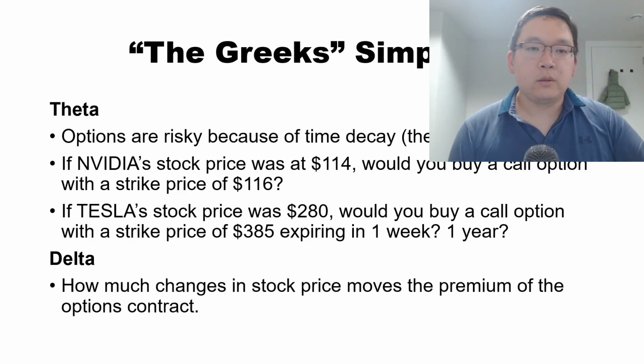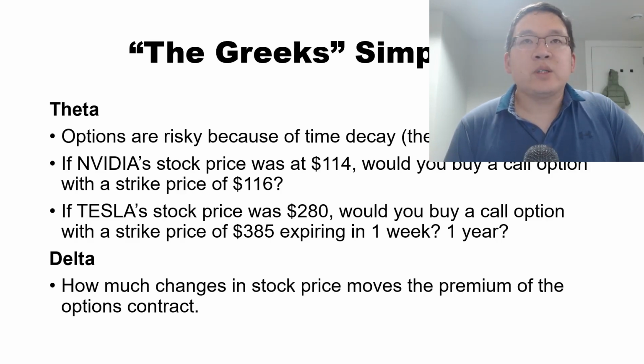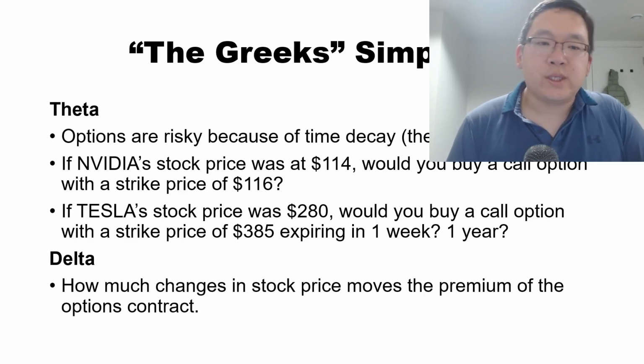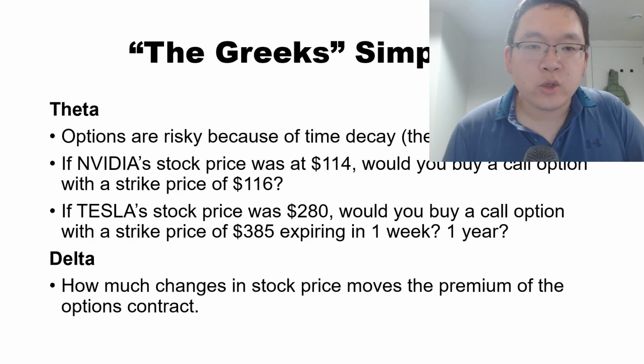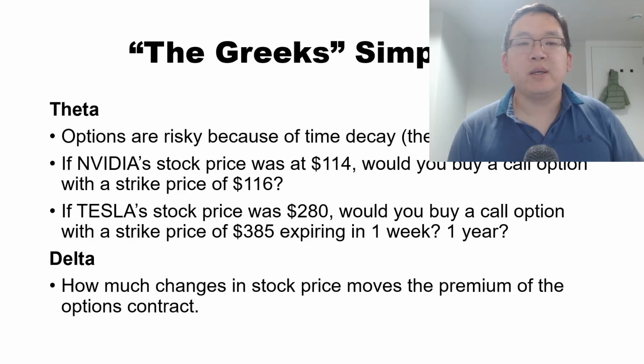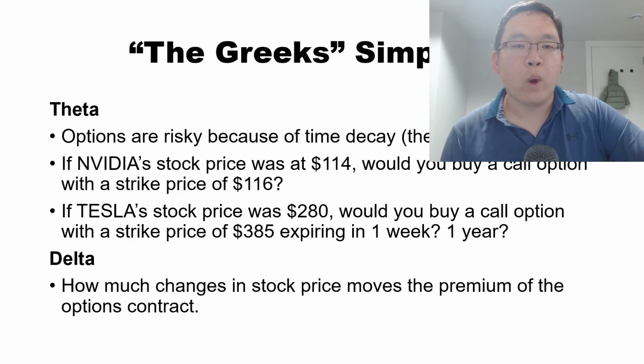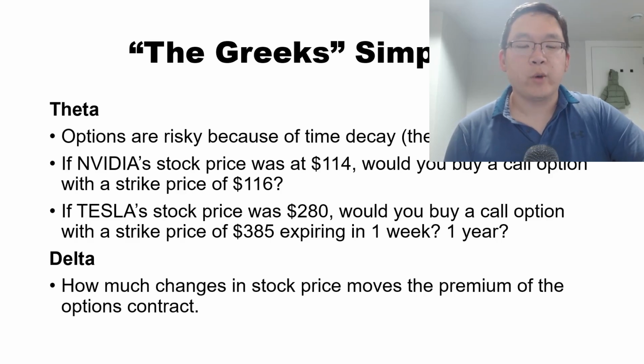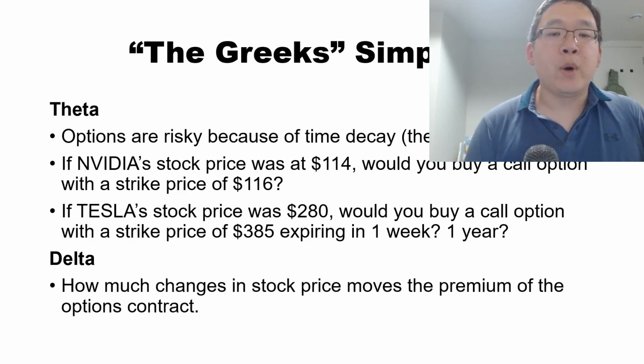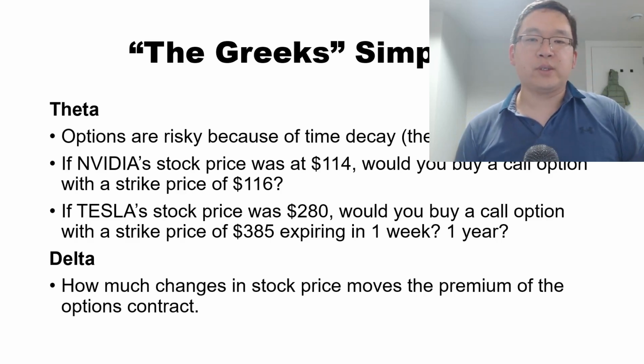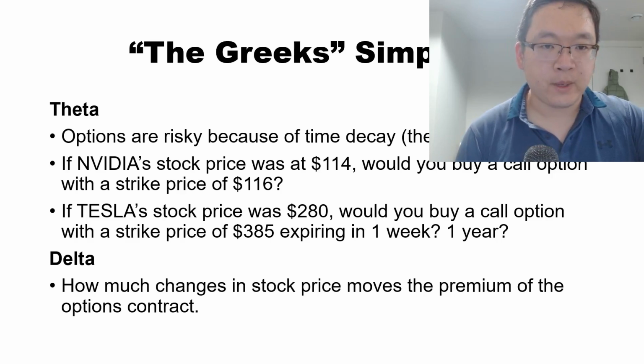All right. So if options are basically just a way to buy a stock at a certain price, why is it so risky? The reason why options contracts are so risky is because of the Greeks. And the Greeks are what makes options very, very risky, much riskier than stocks. Mostly the risk comes from the first Greek, which is theta.